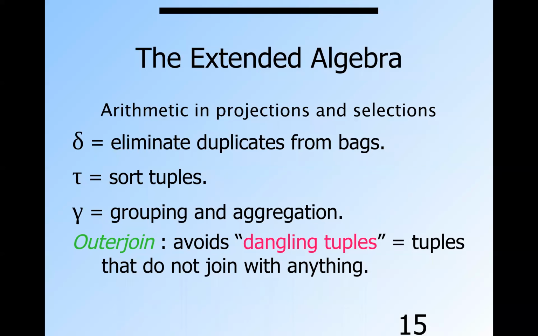All right, so sorting tuples is the tau operator, and then the gamma operator.